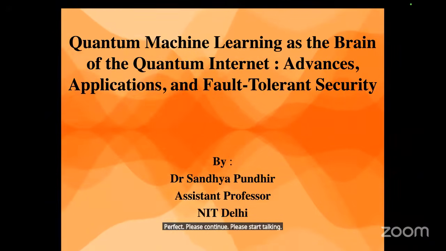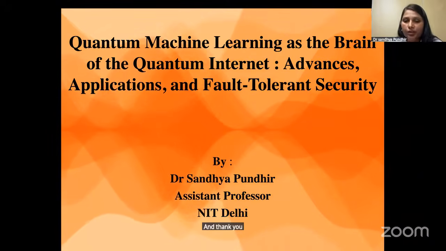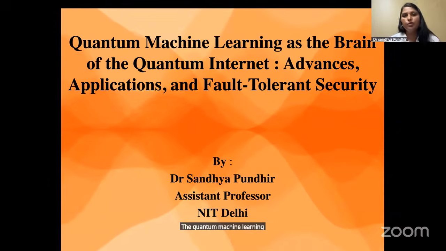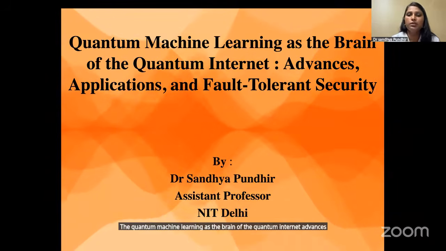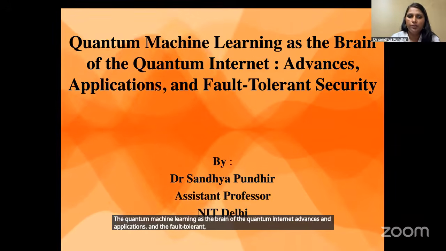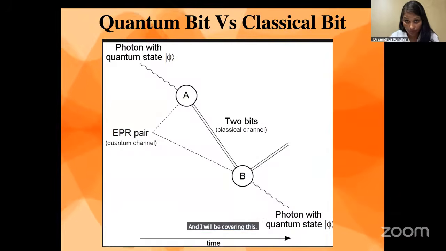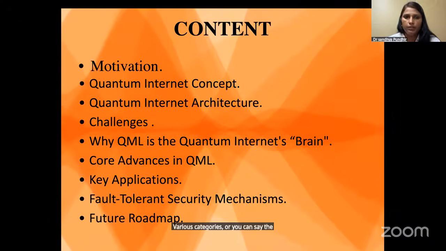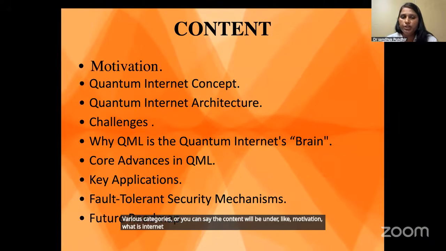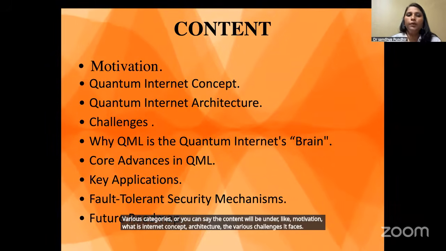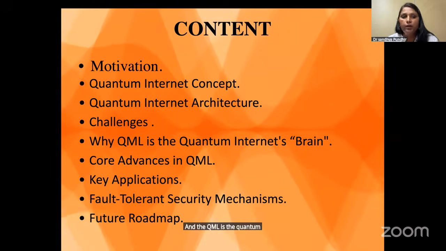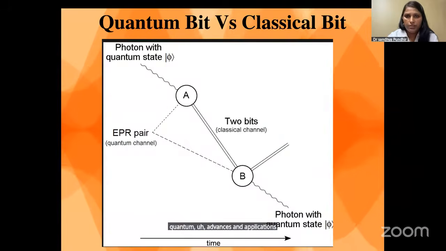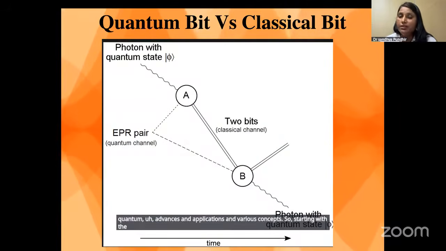Good evening, everyone. And thank you to the organizers. So let's start with the topic, Quantum Machine Learning as the Brain of the Quantum Internet, the advances and the applications and the fault tolerance. I will be covering this in various categories: motivation, what the internet concept is, the architecture, the various challenges it faces, QML as the quantum internet's brain, and some quantum advances and applications. So starting with the quantum bit versus the classical bit.